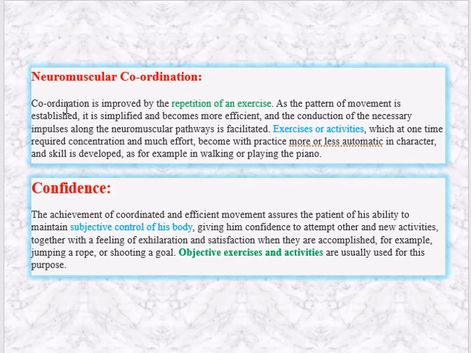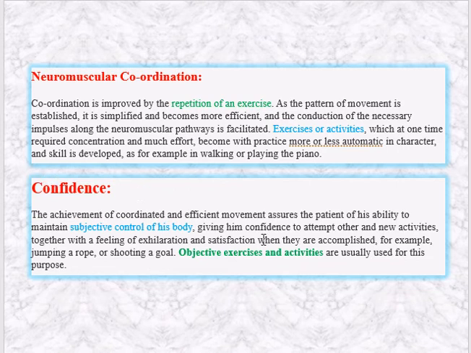Neuromuscular coordination. Coordination is improved by the repetition of exercise. As the pattern of movement is established, it is simplified and becomes more efficient, and the conduction of the necessary impulses along the neuromuscular pathways is facilitated. Exercises or activities which at one time require concentration and much effort become with practice more or less automatic in character, and then further skill is developed, as for example in walking or playing the piano.